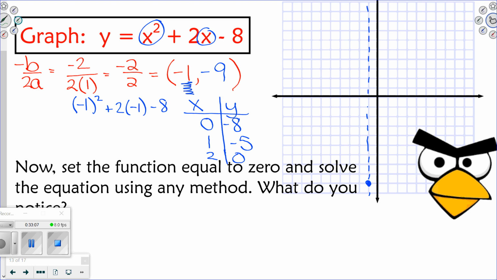So 0, negative 8. And reflect it, right? It's 1 away, so I'm going to go 1 away on the other side. 1, negative 5. That's 2 away, so I'm going to go 2 on the other side of it. And then 2, 0. That's 3 spaces away from my fold line, so I'm going to go 3 on the other side.